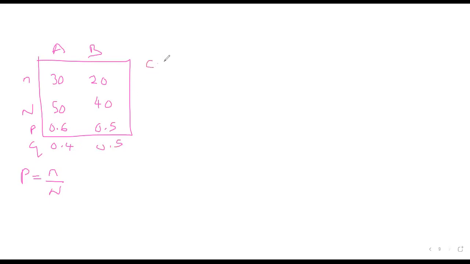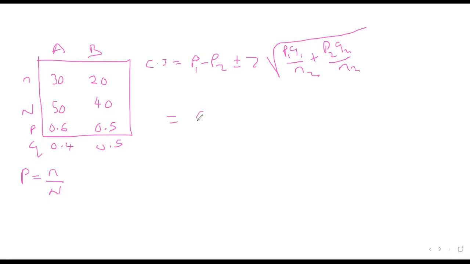So our confidence interval for two proportions is equal to P1 minus P2 plus or minus Z times the square root of P1 Q1 over its n plus P2 Q2 over its n. So our first proportion is 60%, which is 0.6, minus the second proportion, 0.5. And if you're not given a Z here, the standard is what? 5%, which is 1.96.